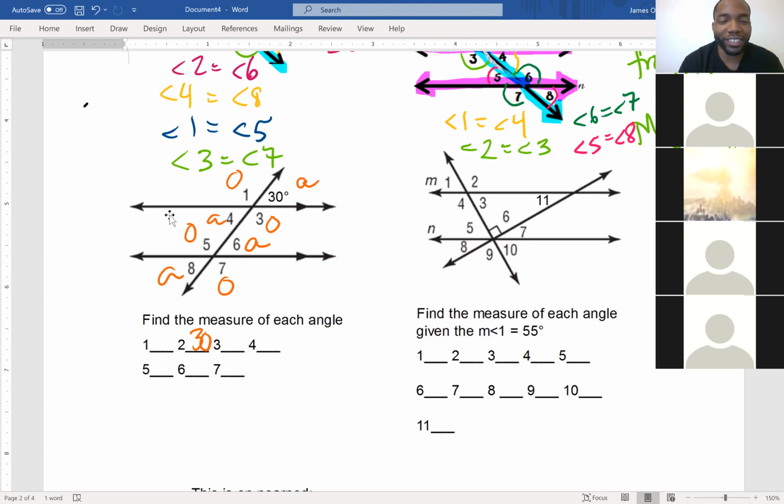So if angle 2 is 30, what is angle 1, everybody? 150. Yeah, good. What is angle 4? 30. What is angle 7? 150. What is angle 5? 150. What's angle 3? 150. And then what is angle 6? 30. All right, so we're gonna move over here to the challenge problem, and then we're gonna be done for the day.